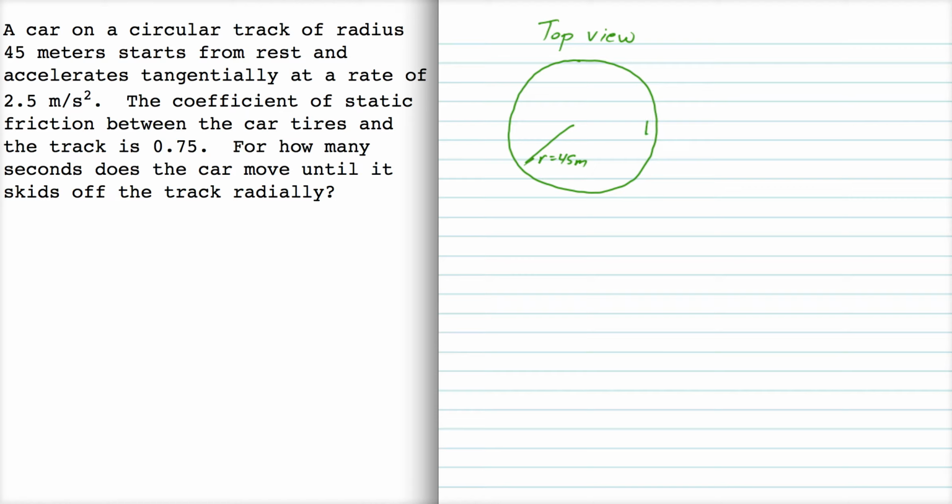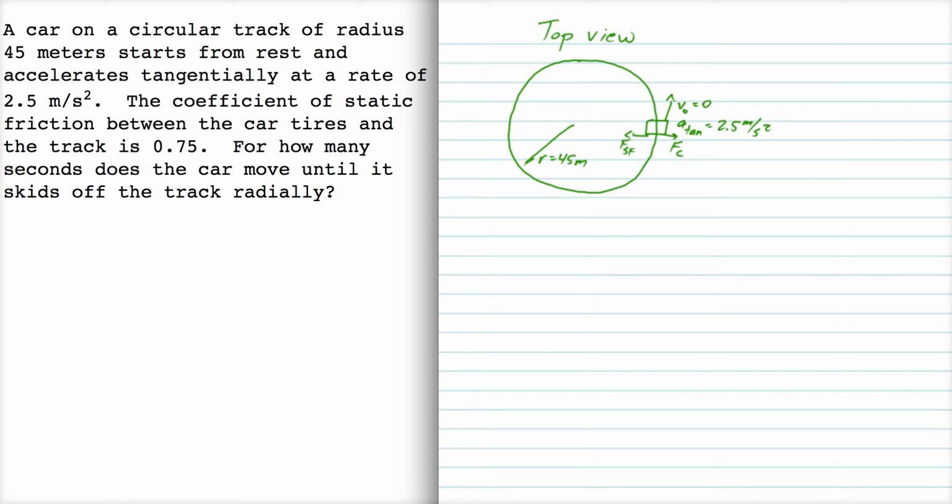And the car, at any given point, starts with no initial velocity, and it has a tangential acceleration of 2.5 meters per second squared. And let's see, the forces acting on it: you've got centrifugal force, which points radially outward, and the only thing holding it in place has to be static friction.